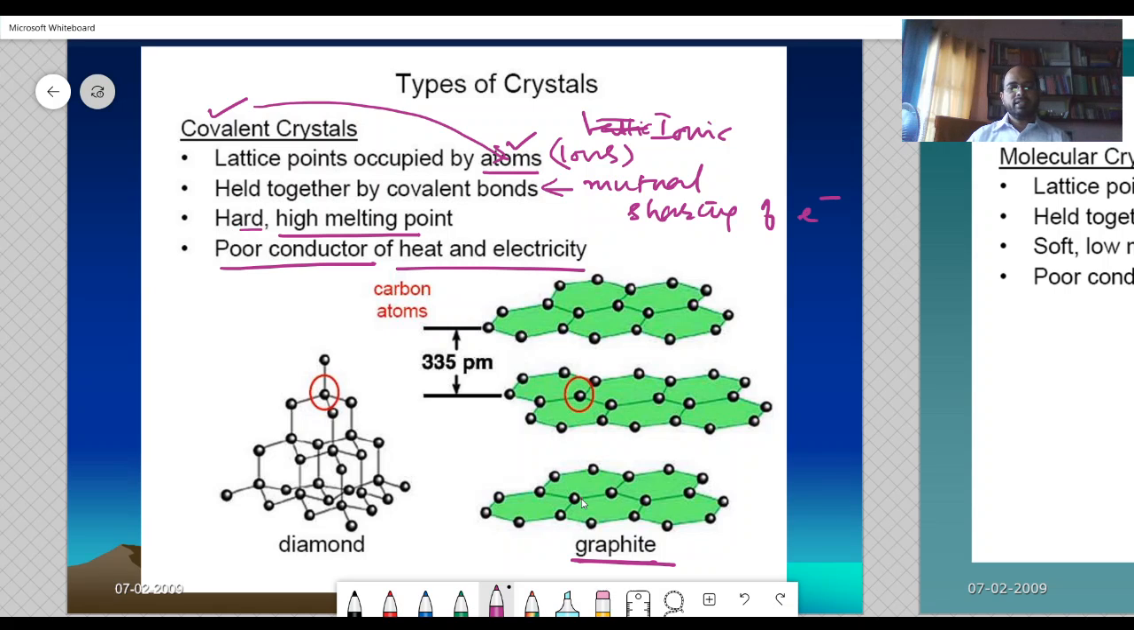Look at this, they are all held together by these covalent bonds. I am shading all the covalent bonds there. And these layers are held together by non-covalent bonds.